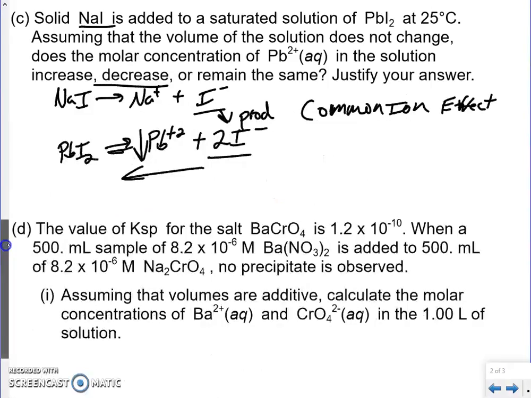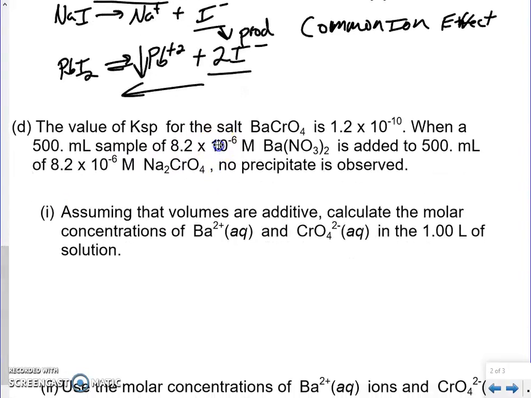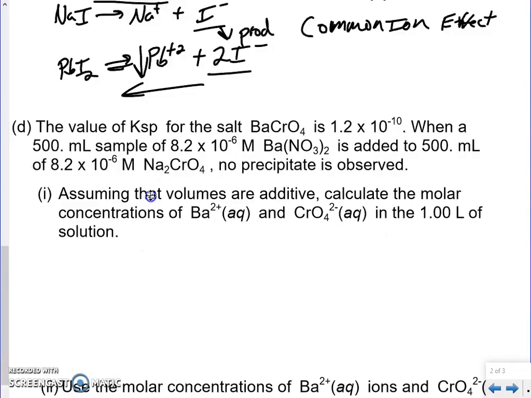Okay, let's keep going. We now get to a new salt. The value of Ksp for the salt barium chromate is 1.2 times 10 to the negative 10th. When a 500 milliliter sample of 8.2 times 10 to the negative 6 molar barium nitrate is added to 500 milliliters of 8.2 times 10 to the negative 6 molar sodium chromate, no precipitation is observed. So let's see what we're supposed to do with this. 1. Assuming that the volumes are additive, calculate the molar concentrations of barium and chromate in the 1 liter solution.